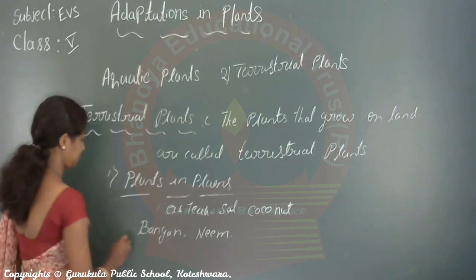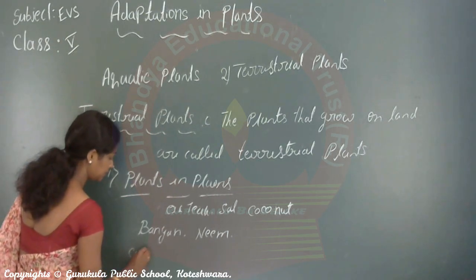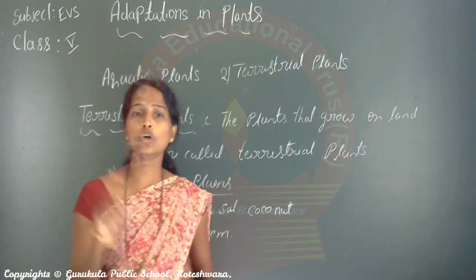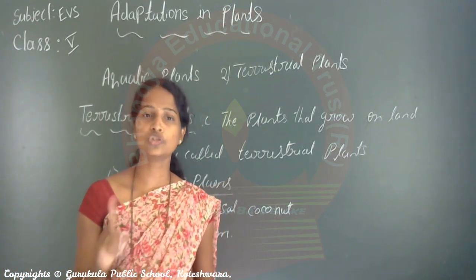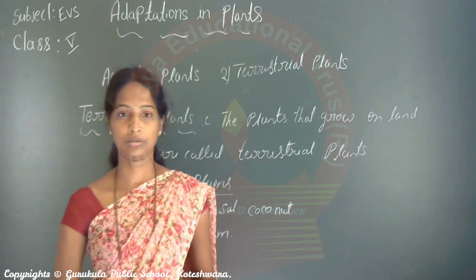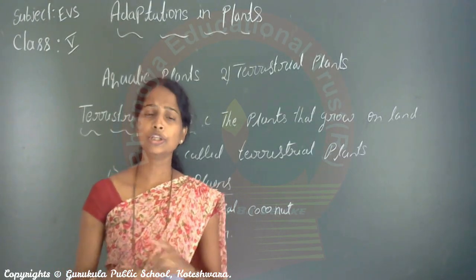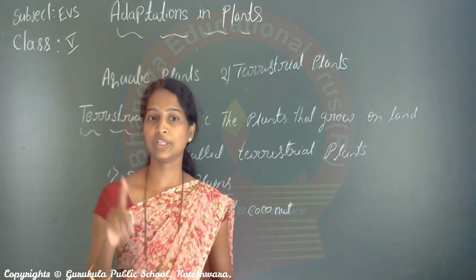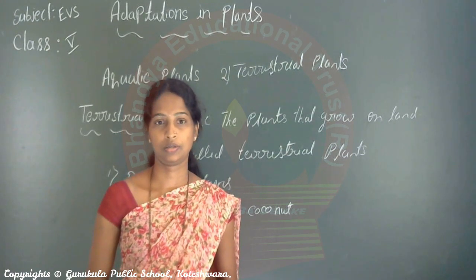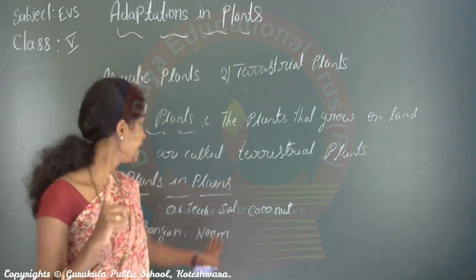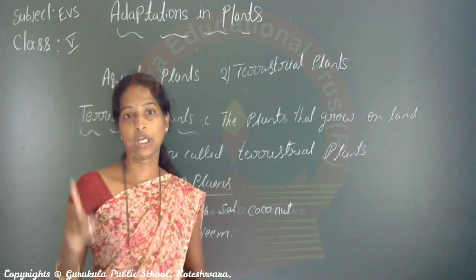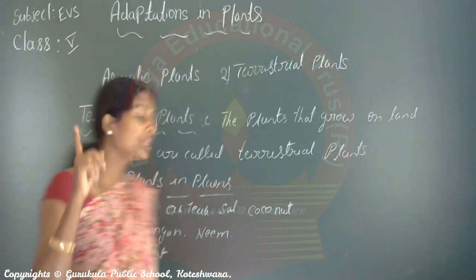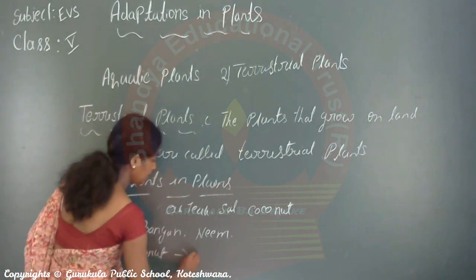In some plants, such as coconut, they do not shed their leaves in winter. They continue to grow in summer. They have green leaves throughout the year. So they are called evergreen plants.